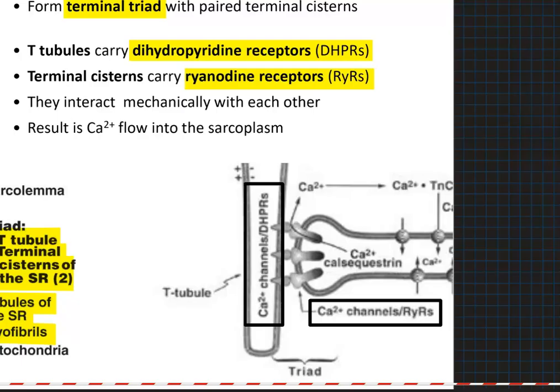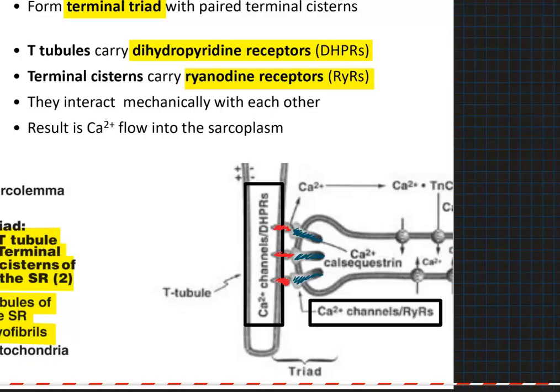In this picture, the receptors that I color with red are the DHPRs, and the receptors that I color in blue are ryanodine receptors. These receptors physically contact each other.